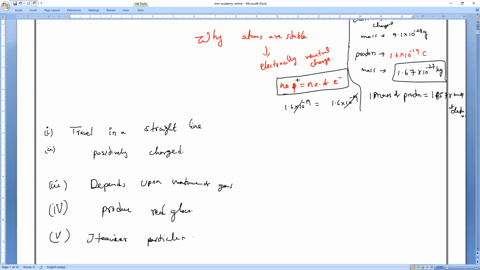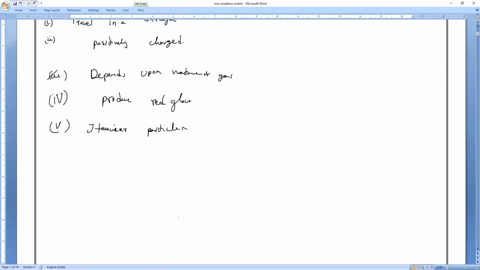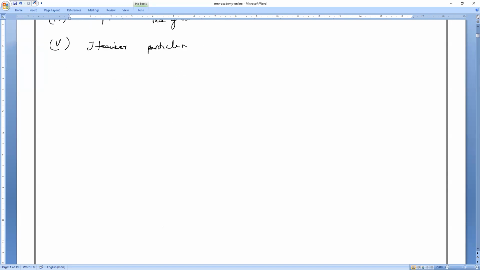So this is what it is about. Anybody having doubt, you can ask me. These are the properties which we need. If you all understand this, then I hope you understand the meaning of cathode rays and the meaning of anode rays. Now we are going to discuss properties of protons.